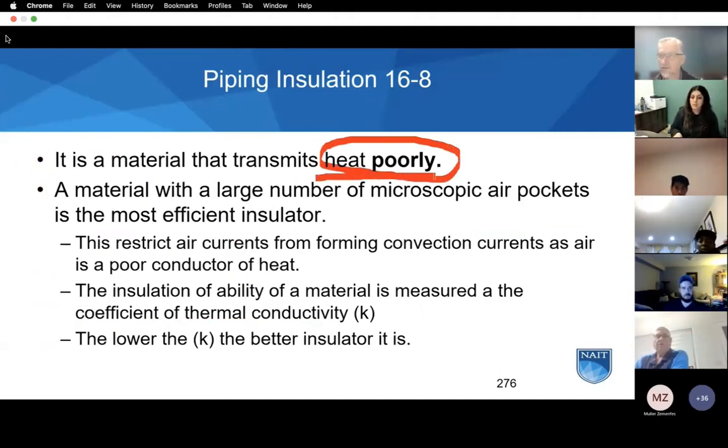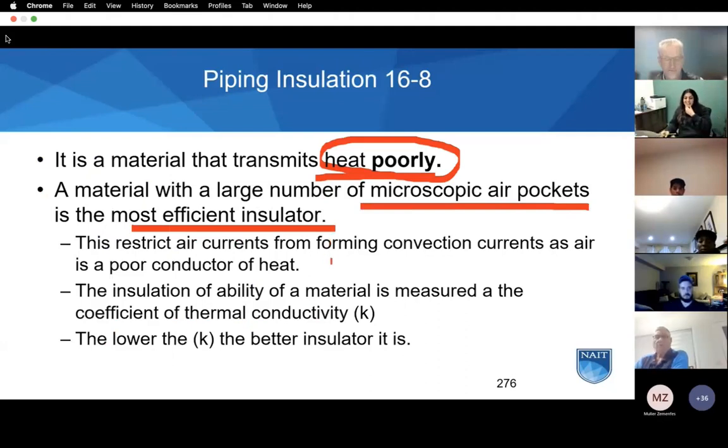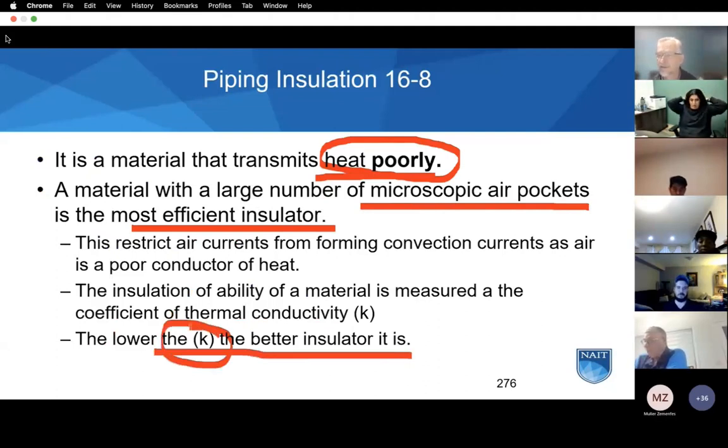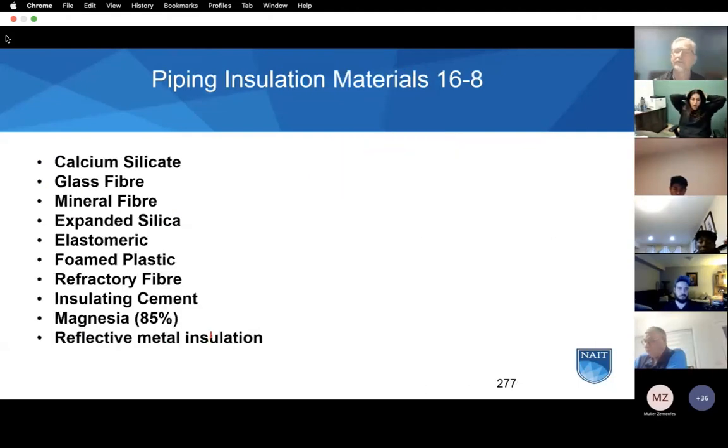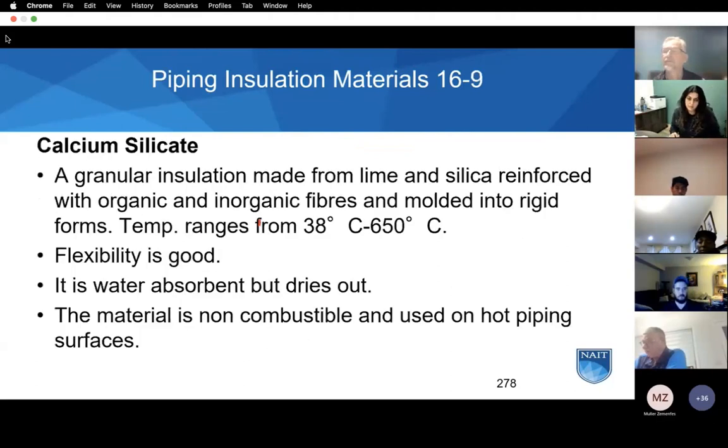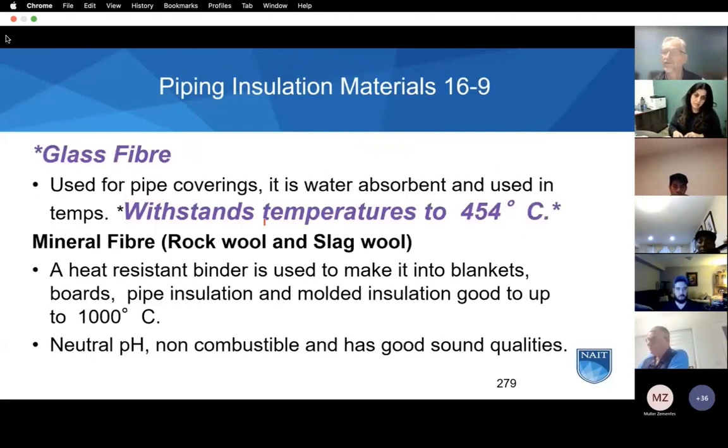So an insulation is a material that does not transmit heat well. It transmits heat poorly. Air pockets is the most efficient type. So some kind of foam or material with lots of air. So insulation is generally light stuff. So the lower the K, the better the insulator. And we talk about K and heat transmittance more in book 3. All this stuff is listed in your book. We're just going to look at features of a couple of them. There's a description of all of them in the book. Feel free to read that when you're ready to fall asleep.